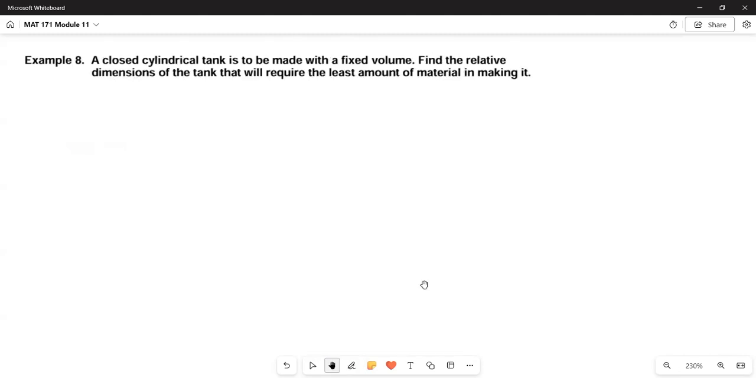For our last problem, we have here a closed cylindrical tank is to be made with a fixed volume. Fixed volume meaning constant ang ating volume. So lagay natin. Find the relative dimensions of the tank that will require the least amount of material in making it. Okay, so ano ba yung mga possible dimension ng ating cylindrical tank? So meron yung dimension ng h or height niya, di ba? So hinahanap yan. Meron ding radius. Hinahanap din natin yung radius. Ayan. So find the relative dimensions daw. Tapos, least amount of material in making it.